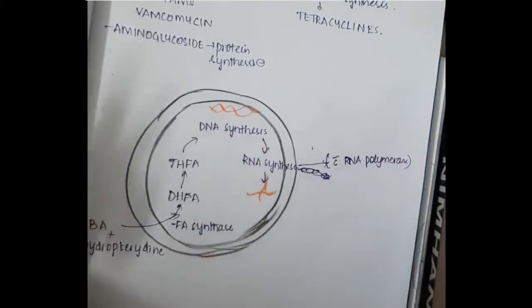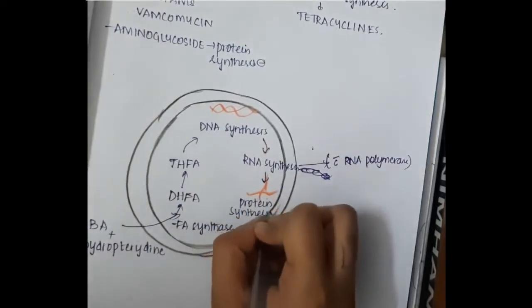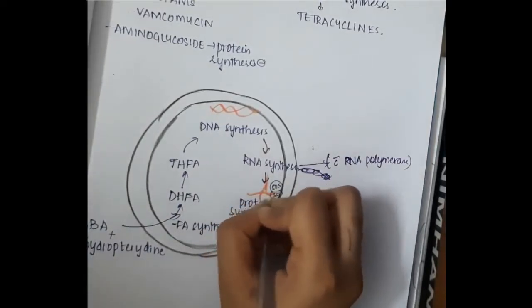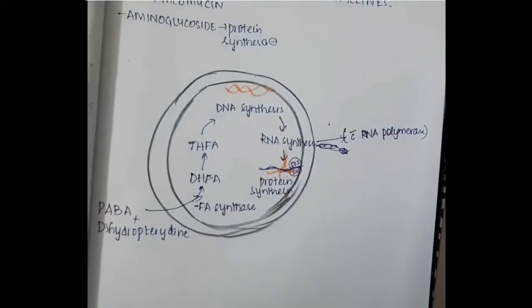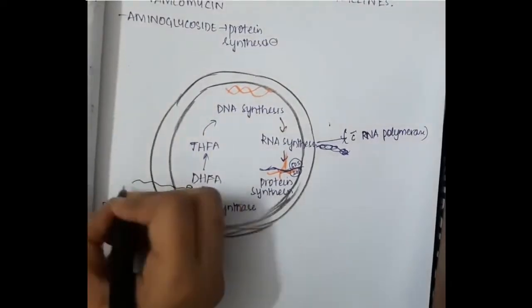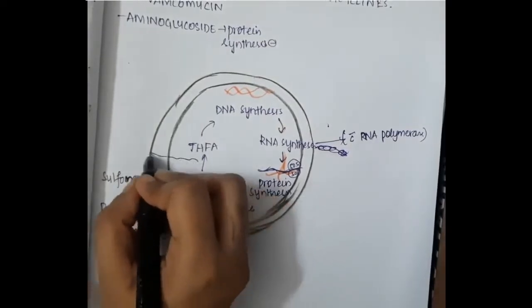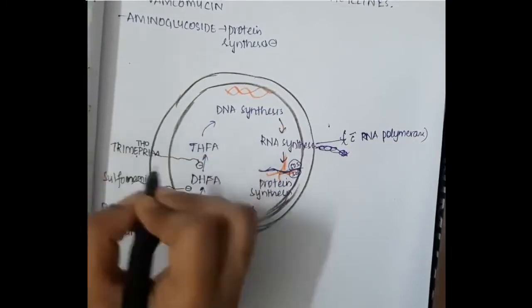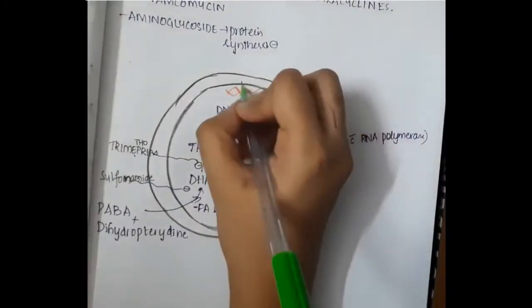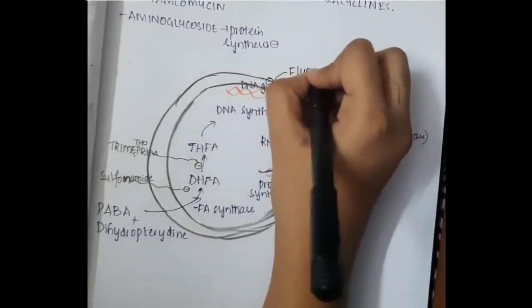Now RNA is formed. This RNA is used in protein synthesis. Proteins are synthesized with the help of the ribosomes and the polyprotein chain. So this is the main thing that is important. Now if we see the drugs which act, sulphonamides will inhibit the dihydrofolate reductase, whereas trimethoprim will inhibit the conversion of dihydrofolate to tetrahydrofolate.